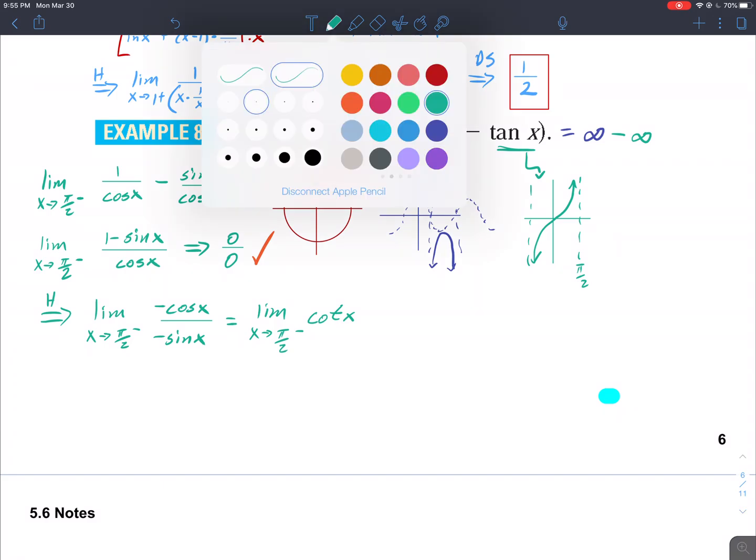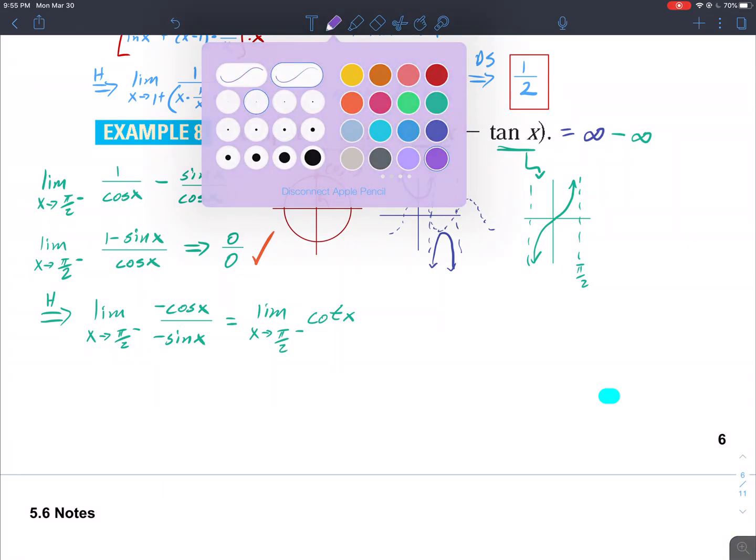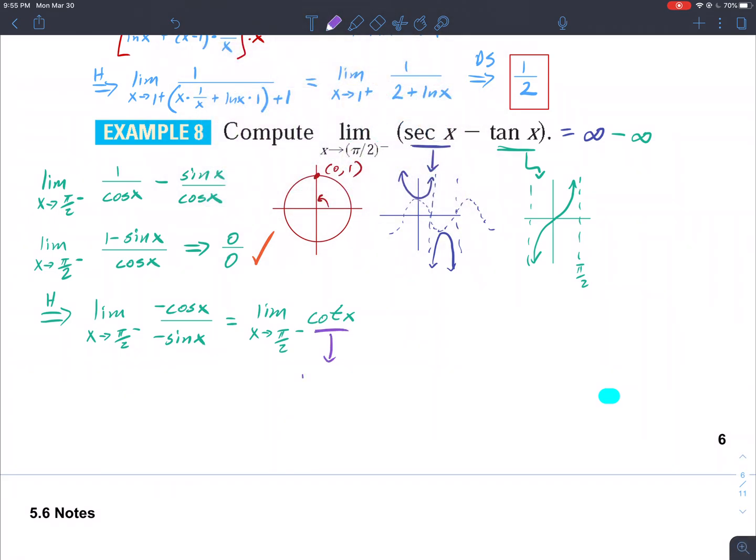And cotangent, I don't like that color. Let me try a different one. Let's go with purple. Cotangent is a graph. Notice we're relying on a lot of information that we learned back in pre-cal. Cotangent is a graph that looks like this, with an asymptote at pi. All right, but oops, probably should try that curve again.